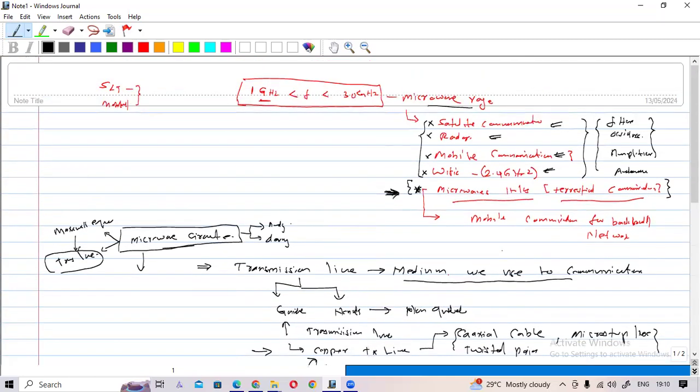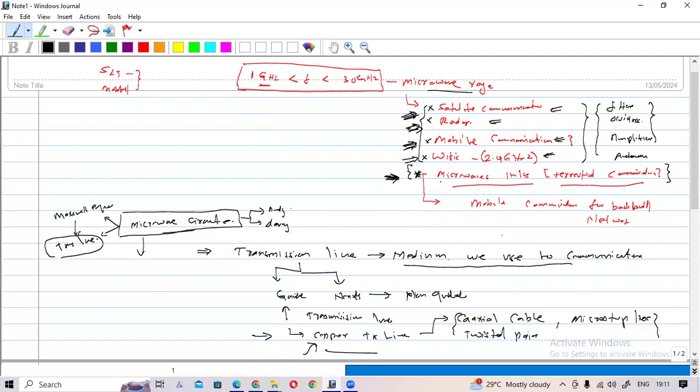Okay, I just tell you the application. But if you are interested, we will discuss these things also later. I have normally a fair idea about mobile communication, a small idea about satellite communication, and a little idea about radar. So if we need, we can discuss these things also.